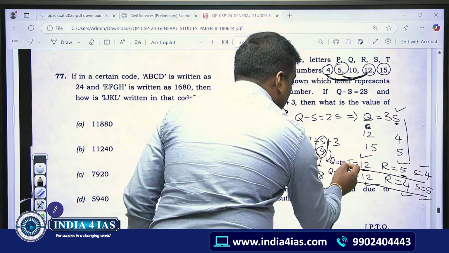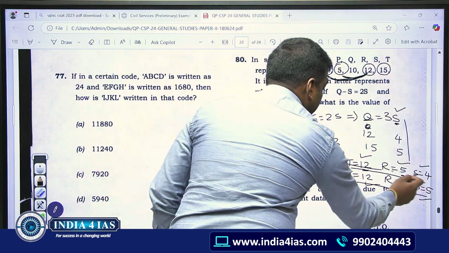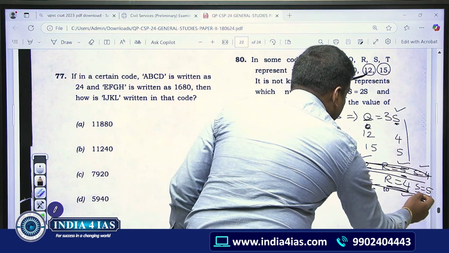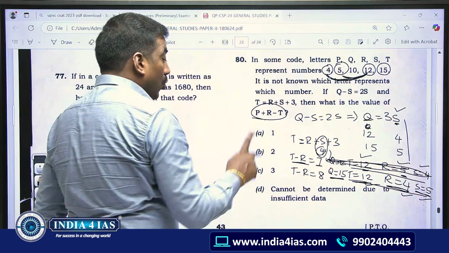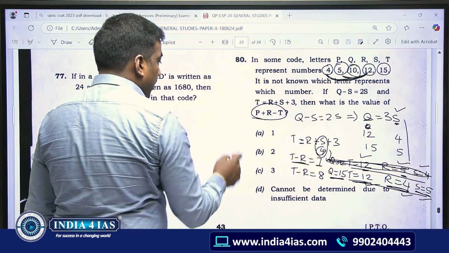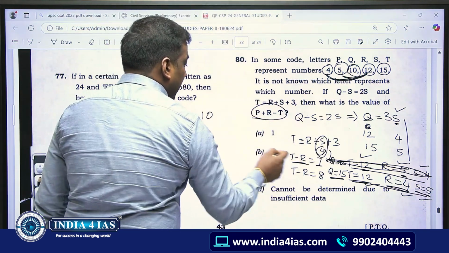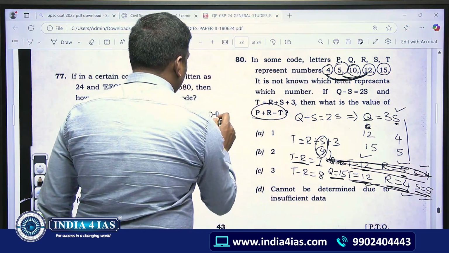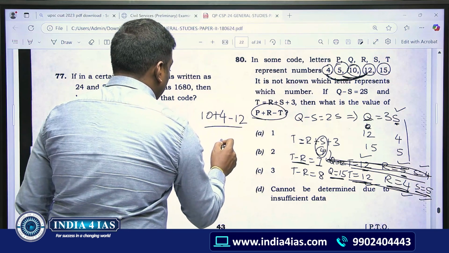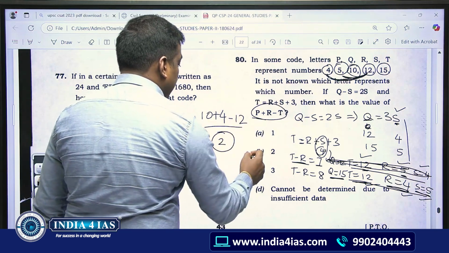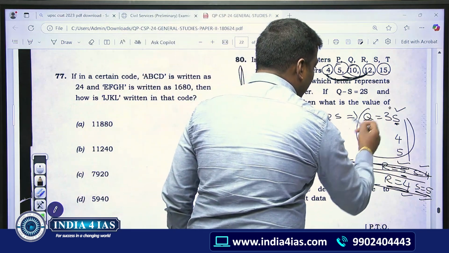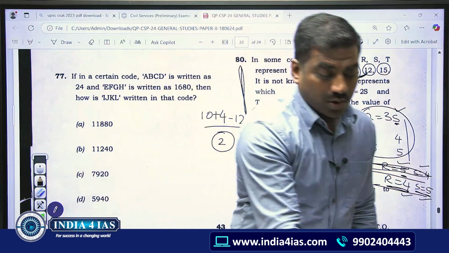But look here, Q is 12 and T is 12. So this cannot be our answer. So Q is 15, T is 12, R is 4 and S is 5. So only one remaining value, that is P, is equal to 10. So here P is equal to 10, R is equal to 4 and T is equal to 12. 10 plus 4 minus 12 is equal to 2. So the answer is 2. Yes, this is one of the difficult problems because here we get two values for Q and S. That is where the whole game begins.